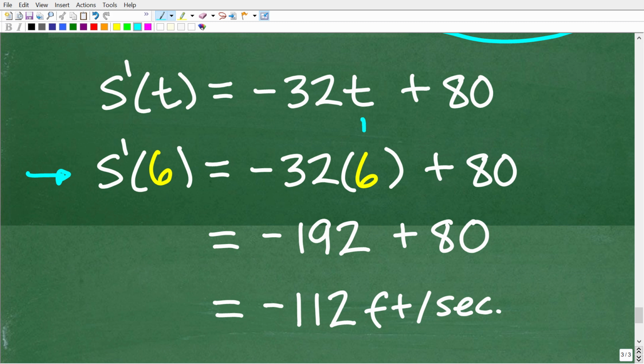So here is the number crunching. We're going to replace t for 6 seconds. So negative 32 times 6 is negative 192 plus 80. That gives us negative 112 feet per second.